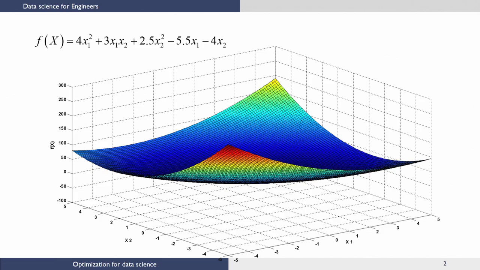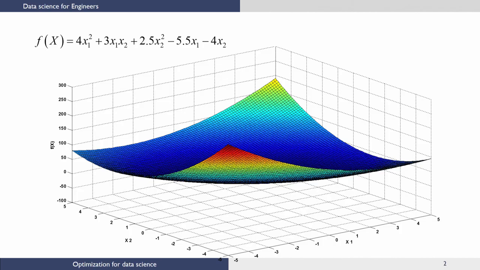Let us look at a function f of x, which is 4x1 squared plus 3x1x2 plus 2.5x2 squared minus 5.5x1 minus 4x2. We are interested in minimizing this function. As you can notice, this is a function of two variables x1 and x2. So, there are two decision variables that we can choose values for to minimize this function.